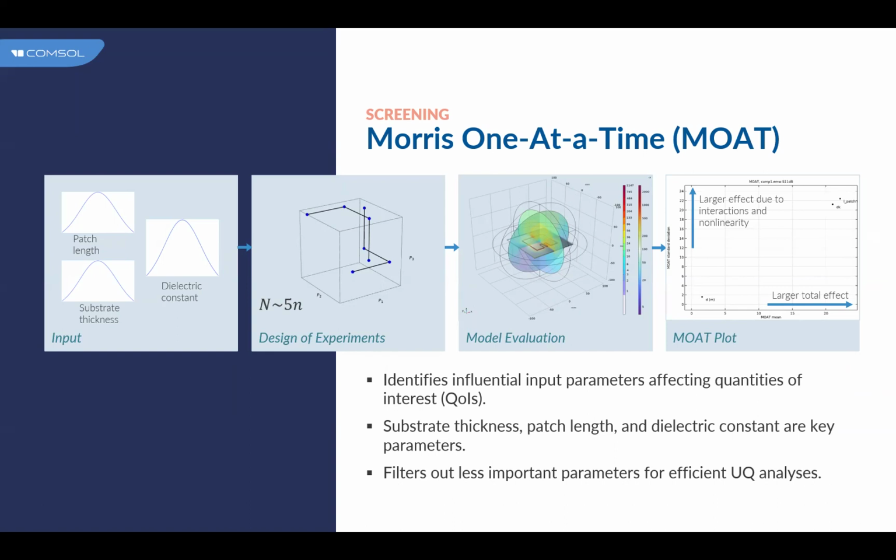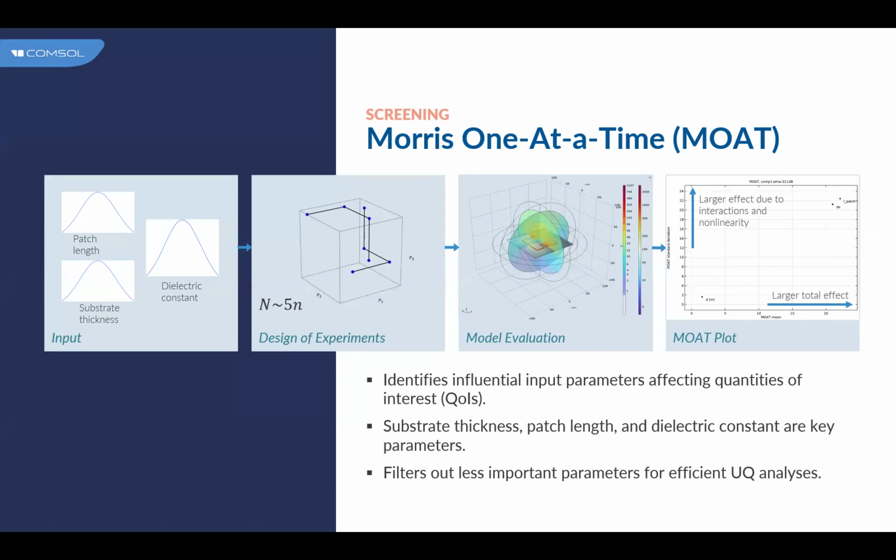The MOAT workflow consists of input selection and design of experiments, followed by model evaluation through multiple direct simulations, and at the top, we perform plot analysis to visualize parameter influence. MOAT mean measures the average effect of each input parameter on the quantity of interest. MOAT standard deviation indicates the variability or uncertainty in the effect of each input parameter, highlighting interactions with other parameters or nonlinear effects.